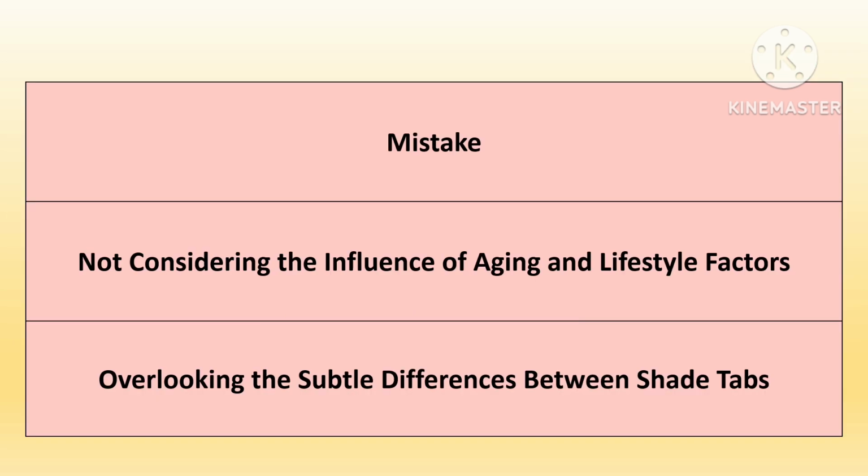Also take into account the patient's age and habits during shade selection, because they might affect the shade of their teeth. For example, older teeth may appear to have darker hues, so adjust the value and chroma accordingly. Also take your time comparing the tabs and use all three components to make a thorough comparison. Small adjustments can lead to much better results.